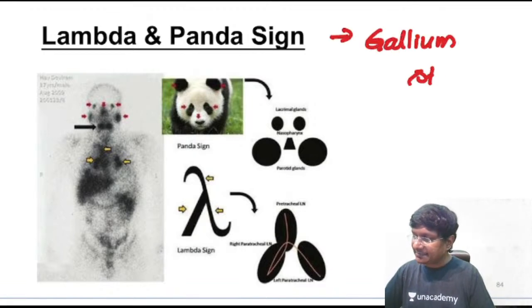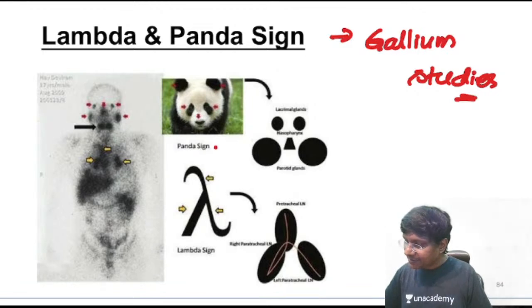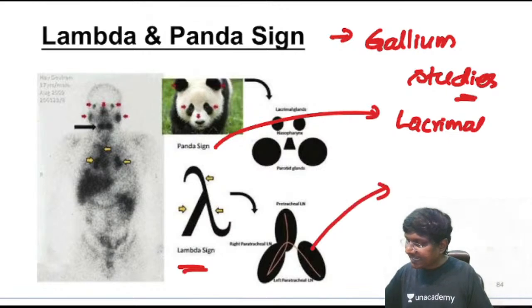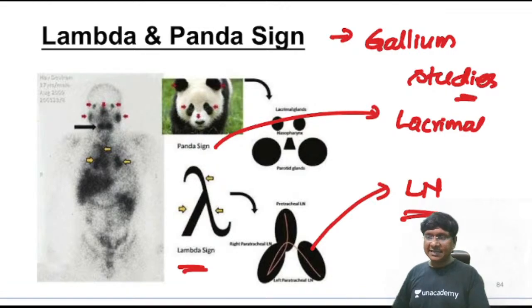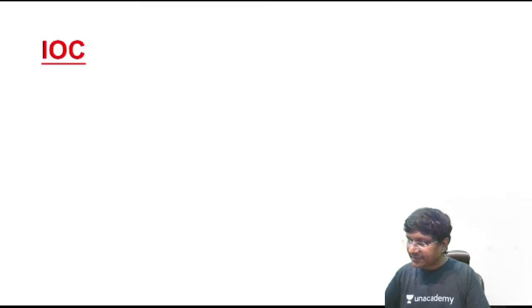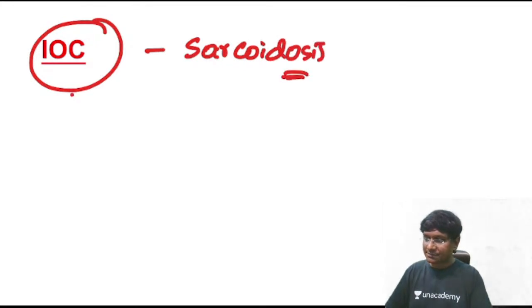If you see these gallium uptake studies, we have two important signs. One is the panda sign. Panda sign is due to increased gallium uptake within the lacrimal glands, right? Then you have the lambda sign, which is due to increased gallium uptake within the lymph nodes. So these are the gallium uptake studies. Then what will be the investigation of choice in sarcoidosis?